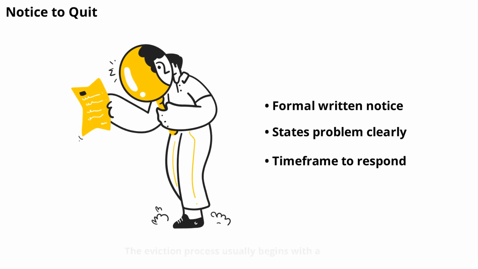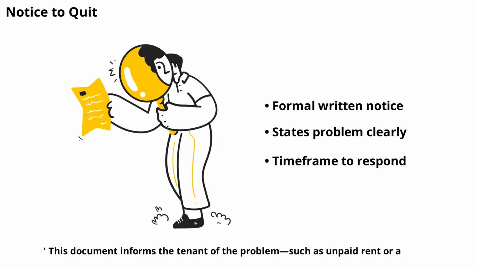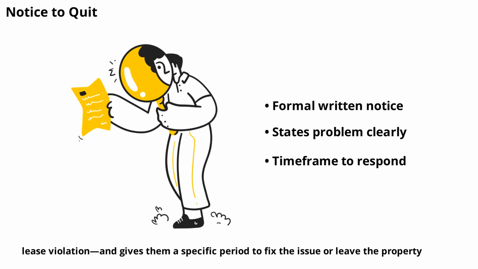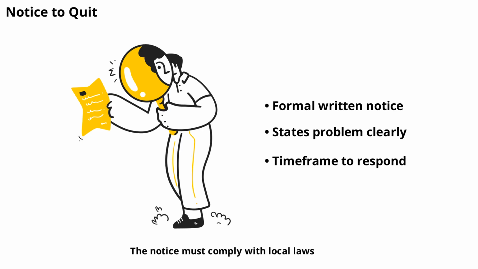The eviction process usually begins with a formal notice from the landlord to the tenant, often called a notice to quit or notice to vacate. This document informs the tenant of the problem, such as unpaid rent or a lease violation, and gives them a specific period to fix the issue or leave the property. The notice must comply with local laws, which often specify how much time the tenant has to respond. Serving this notice is a crucial first step and must be done properly for the eviction to proceed legally.